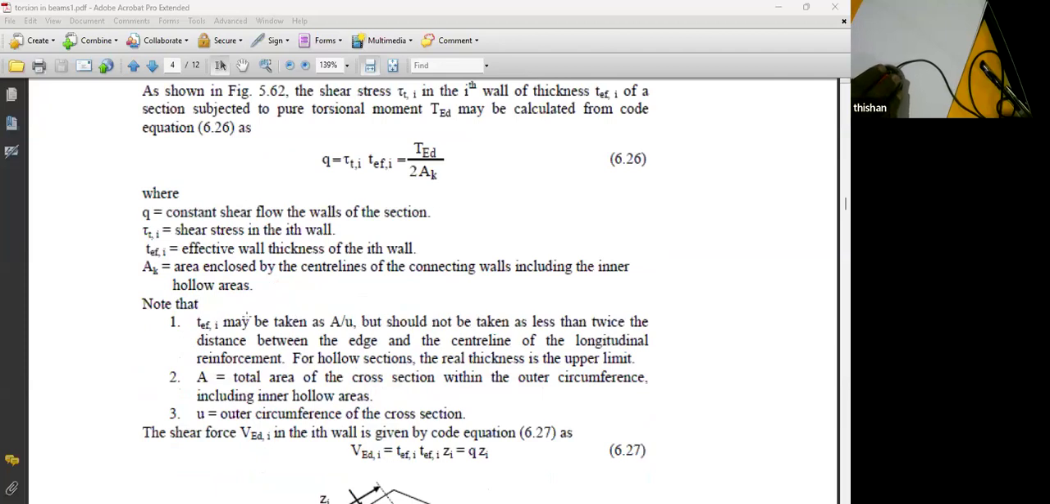Now, when you are calculating this thin section, again it says it's taken as A over U, but should not be taken as less than twice the distance between the edge and the center line of the longitudinal reinforcement. So, what it says is, I'll stop here.